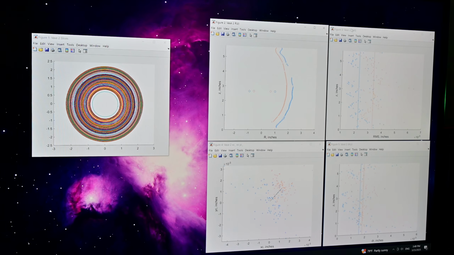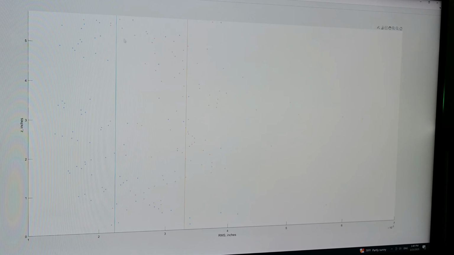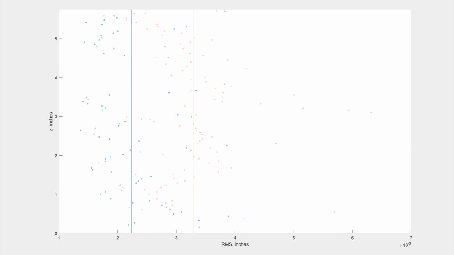And on this chart, we can see the root mean square errors from circularity. The blue plots are for the outer surface and orange plots are for the inner surface. The horizontal axis is in thousandths of an inch. So we can see that the deviation from perfect circularity of the outer surface of this vase is on the order of 2 thousandths of an inch. And for the inner surface, the hollowed out core here is about 3.5 thousandths of an inch.